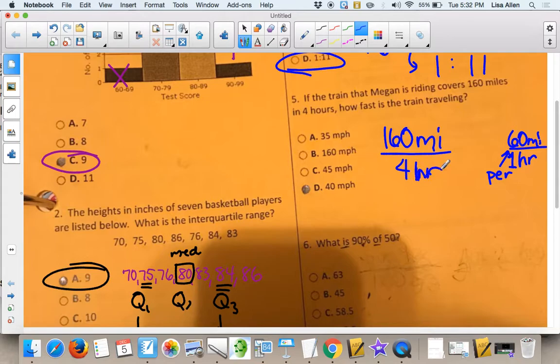And then what you're going to do is divide that. You're going to just say 160 divided by 4. Of course, this would divide as a fraction, a shortcut, where you get 40. 40, and we would write it as miles per hour. Okay, so 40 miles per hour.